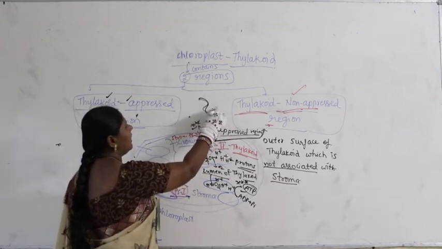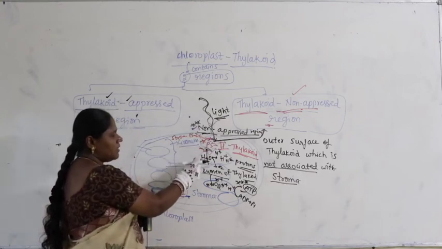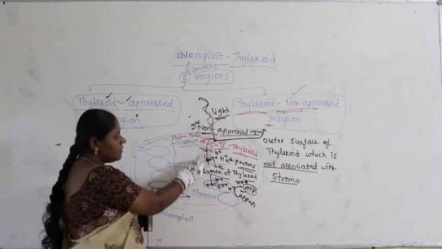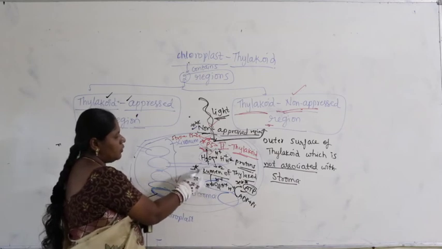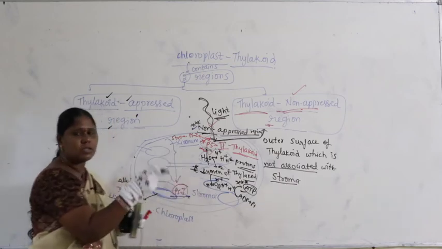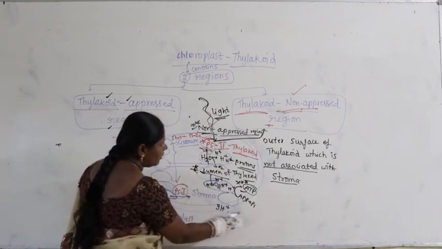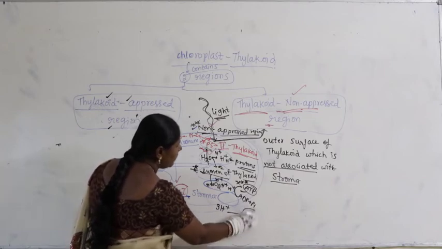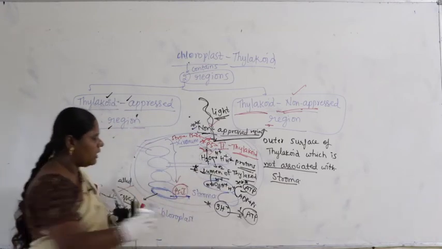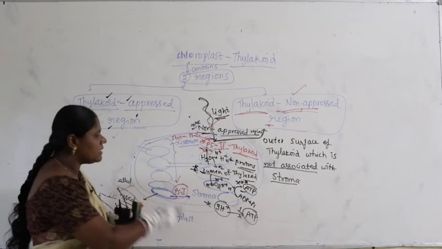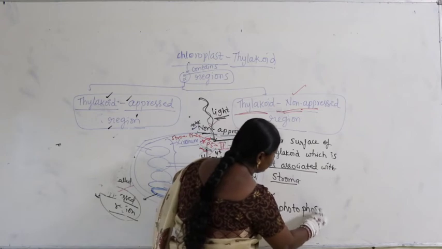Here, light is used for splitting of water. That occurs with PS2. PS2 is associated with splitting of water. Protons are released, and oxygen is released out. Everything takes place in the lumen of the thylakoid. That's why the lumen of the thylakoid is called the proton reservoir. And of these protons, three protons contribute to the synthesis of one ATP. How many protons? Three protons. Taking three protons out, it will synthesize one ATP. The synthesis of ATP itself is called photophosphorylation.